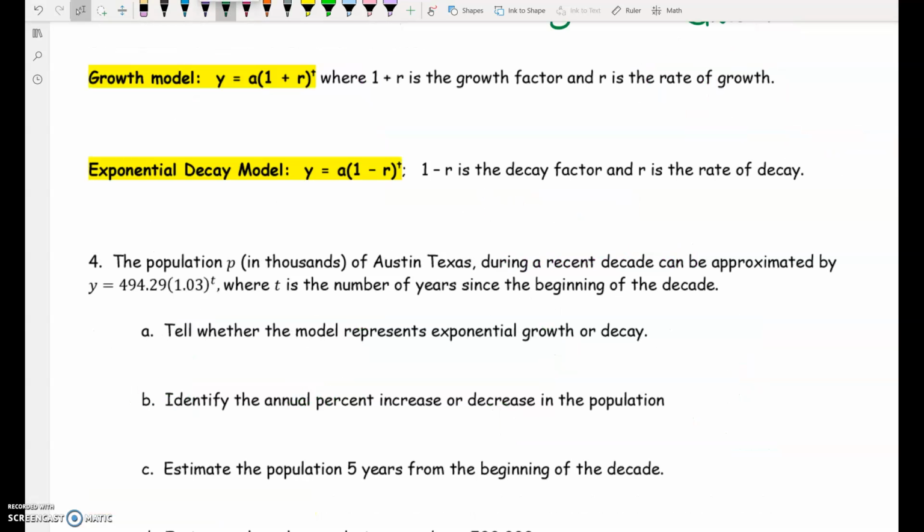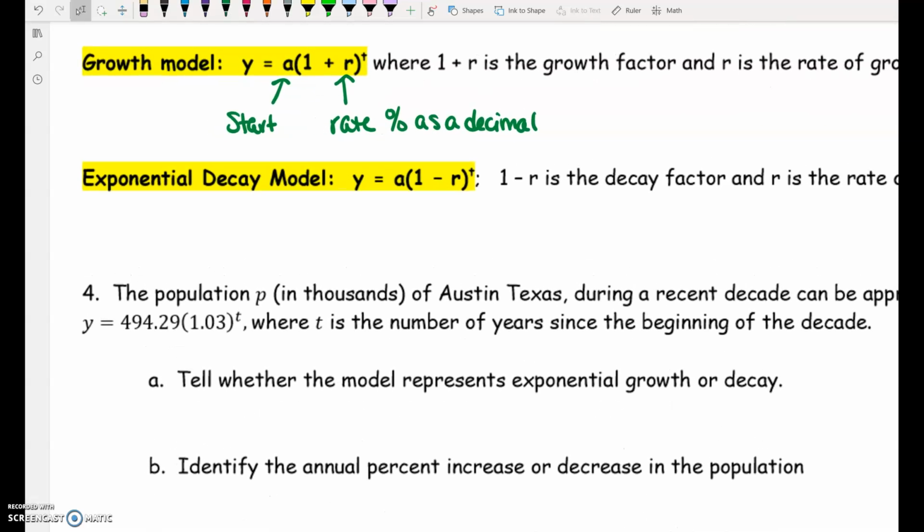The exponential growth model is y equals a times 1 plus r raised to the t. R is that rate of increase, and it is a percent written as a decimal. A is going to be your starting amount. Notice the decay model looks exactly the same, except instead of a plus sign in the parentheses, we have a minus sign in the parentheses. So really, yes, this is 2 formulas, but it's really the same formula. It's just plus or minus, whether it's growth or decay.